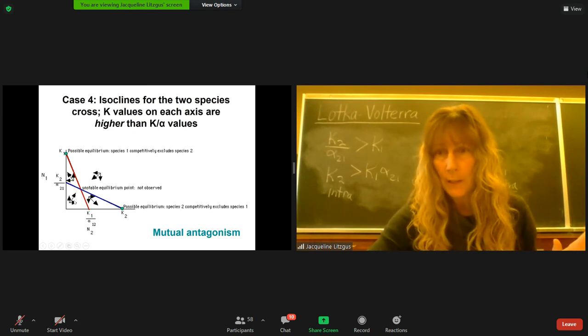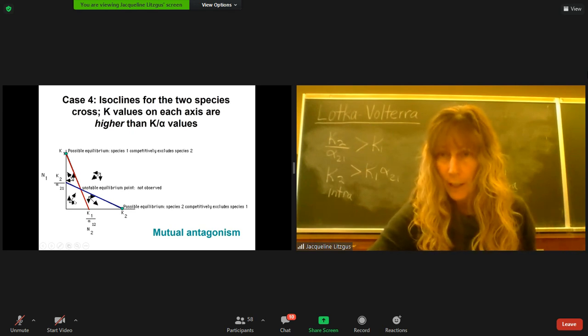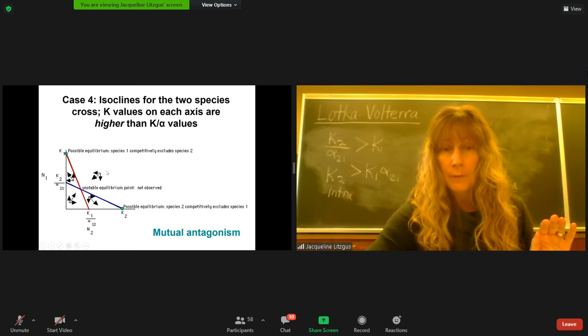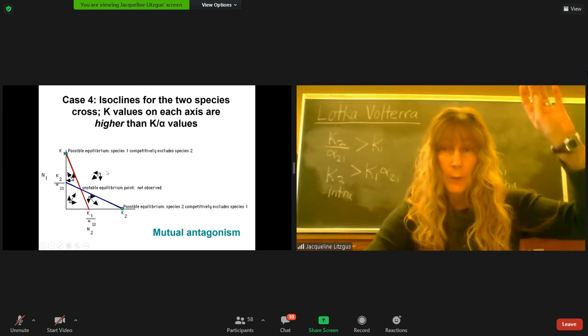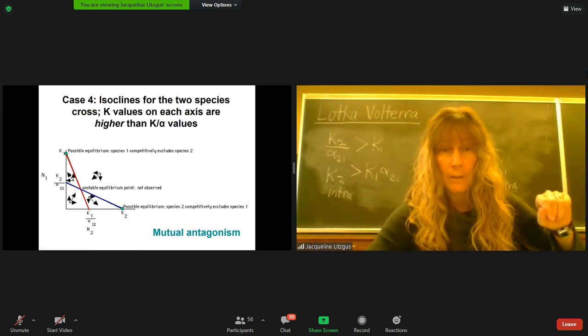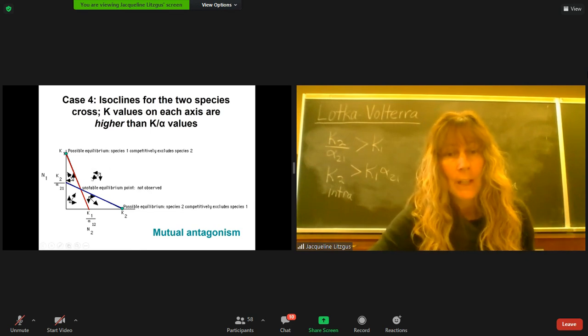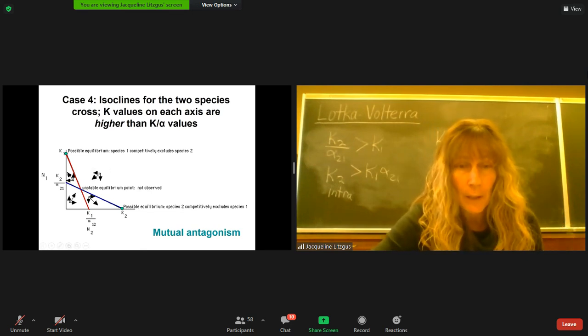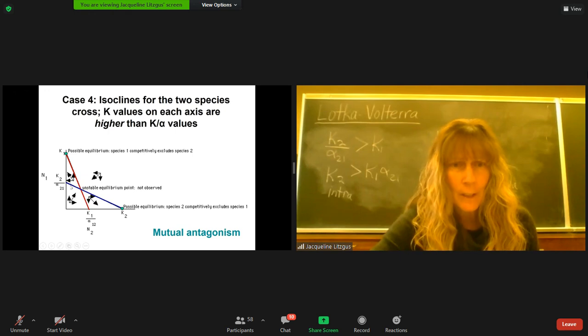Bottom left, both species are increasing because we're under the isoclines for both. Above, we're above the isoclines for both, so both species have to decrease. So you have the common trajectories there. Now it gets a little more interesting. In the upper left corner, now we are above the isocline for species two, so species two has to decrease. But we're below the isocline for species one, so species one can still grow.